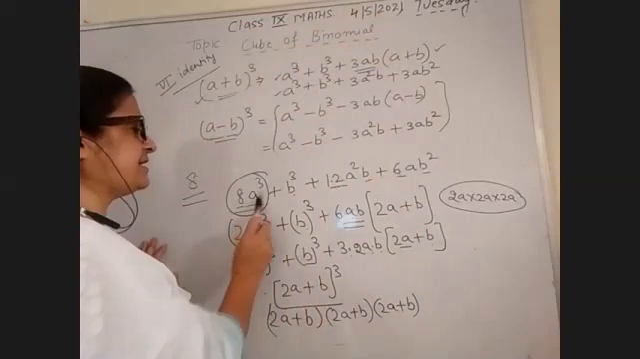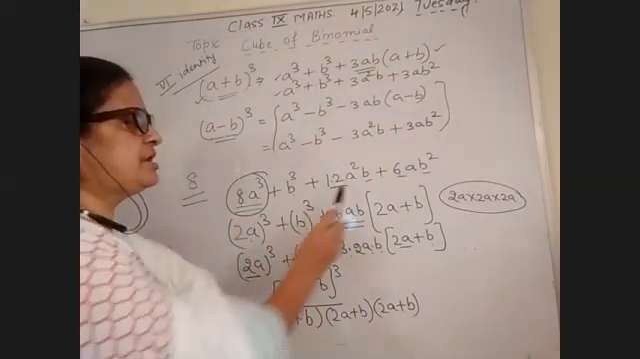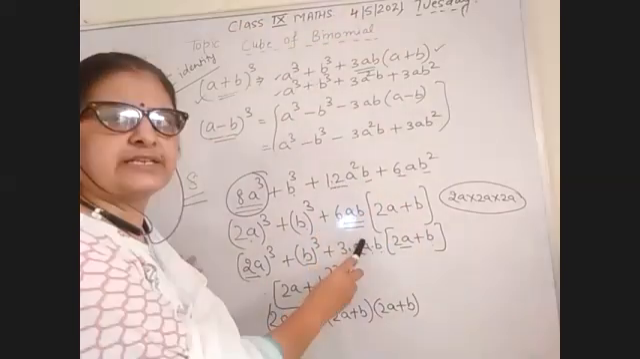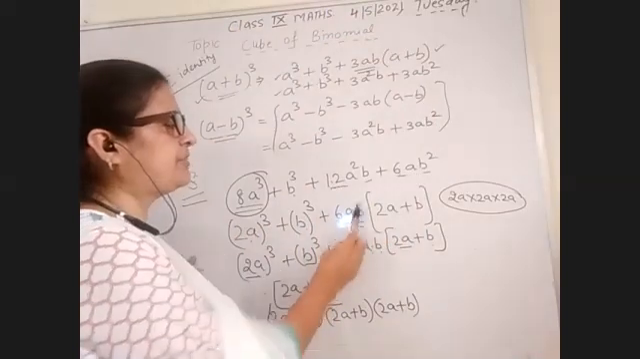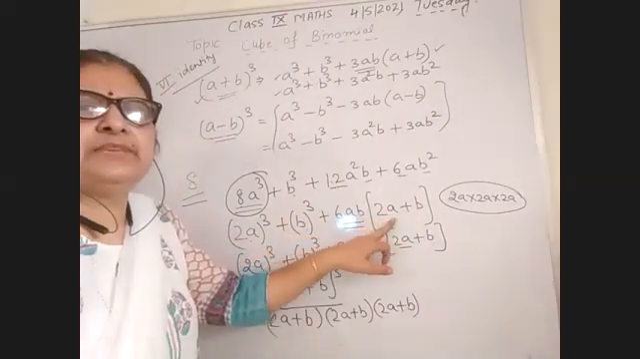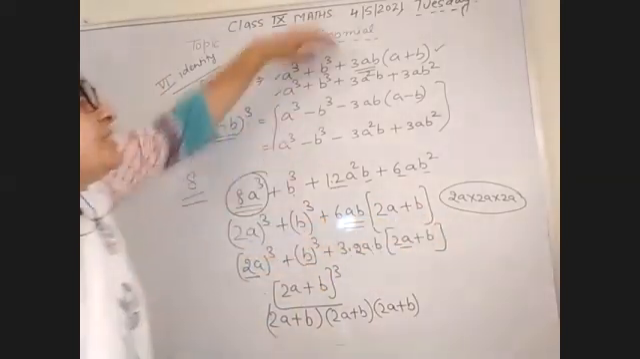Now I change this question. I change 8a cube into 2a cube and b cube equal to b cube. Now I have taken 12 and 6 as the common factor, and a is also the common factor and b is also the common factor. There in the bracket remains 2a plus b. Now this question is related to this.